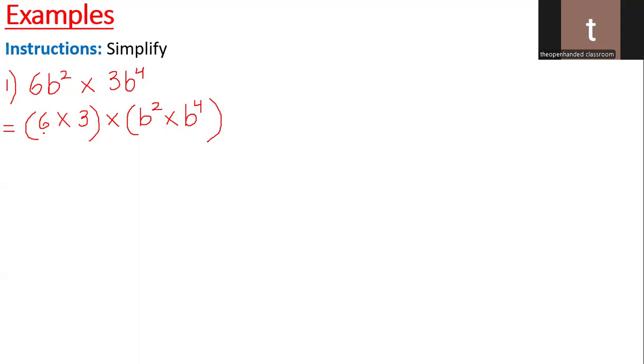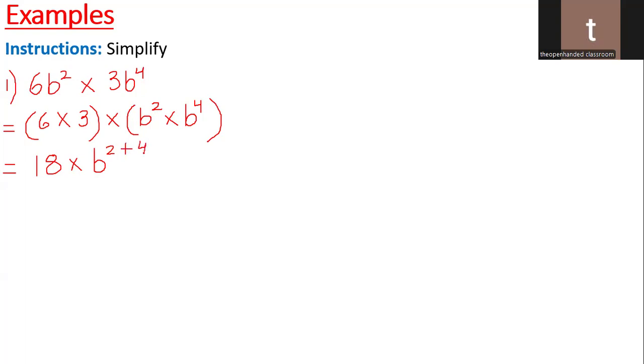So we say 6 times 3, which is going to be what? What is 6 times 3? 18. Very good. 6 times 3 is 18. And then we multiply that with what? b to the power of, what do we do with the powers? It's the same base, so we're going to add the powers. So it's going to be 2 plus what?